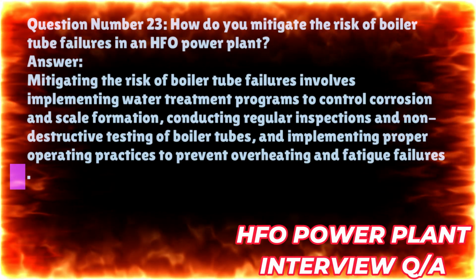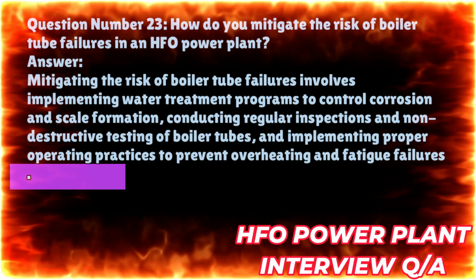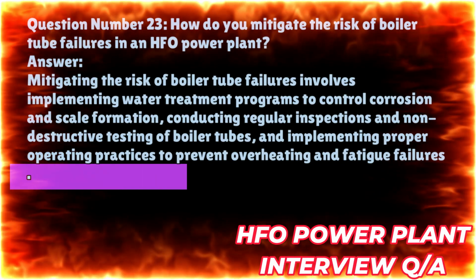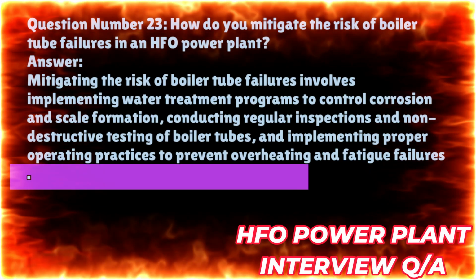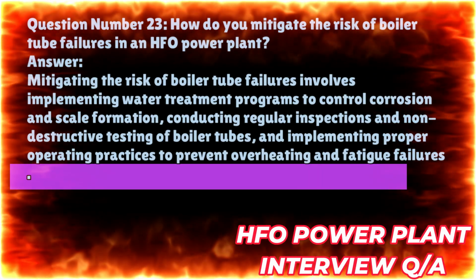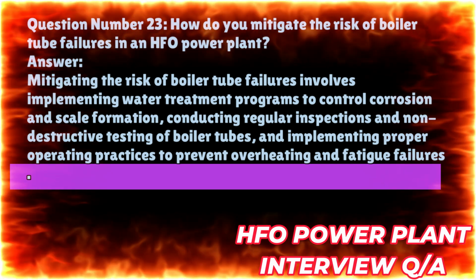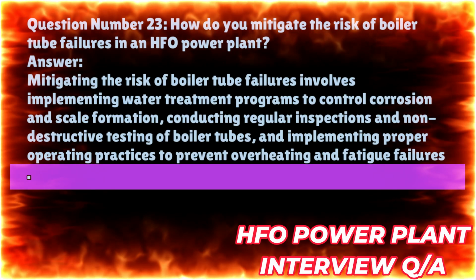Question number 23. How do you mitigate the risk of boiler tube failures in an HFO power plant? Answer. Mitigating the risk of boiler tube failures involves implementing water treatment programs to control corrosion and scale formation, conducting regular inspections and non-destructive testing of boiler tubes, and implementing proper operating practices to prevent overheating and fatigue failures.